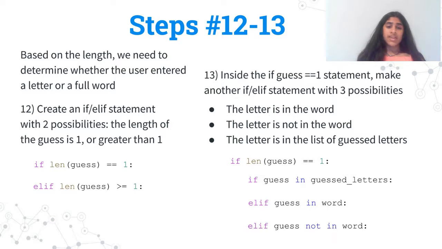Inside the if guess equals 1 statement, we want to put another if/elif statement with three possibilities: the letter was already guessed, the letter is in the word, and the letter is not in the word. So it would be: if guess in guessed_letters, then elif guess in word, and then elif guess not in word. The first one asks, have they already guessed a letter? The second one is, is it one of the letters in the word? And the third one is if it's not one of the letters in the word.